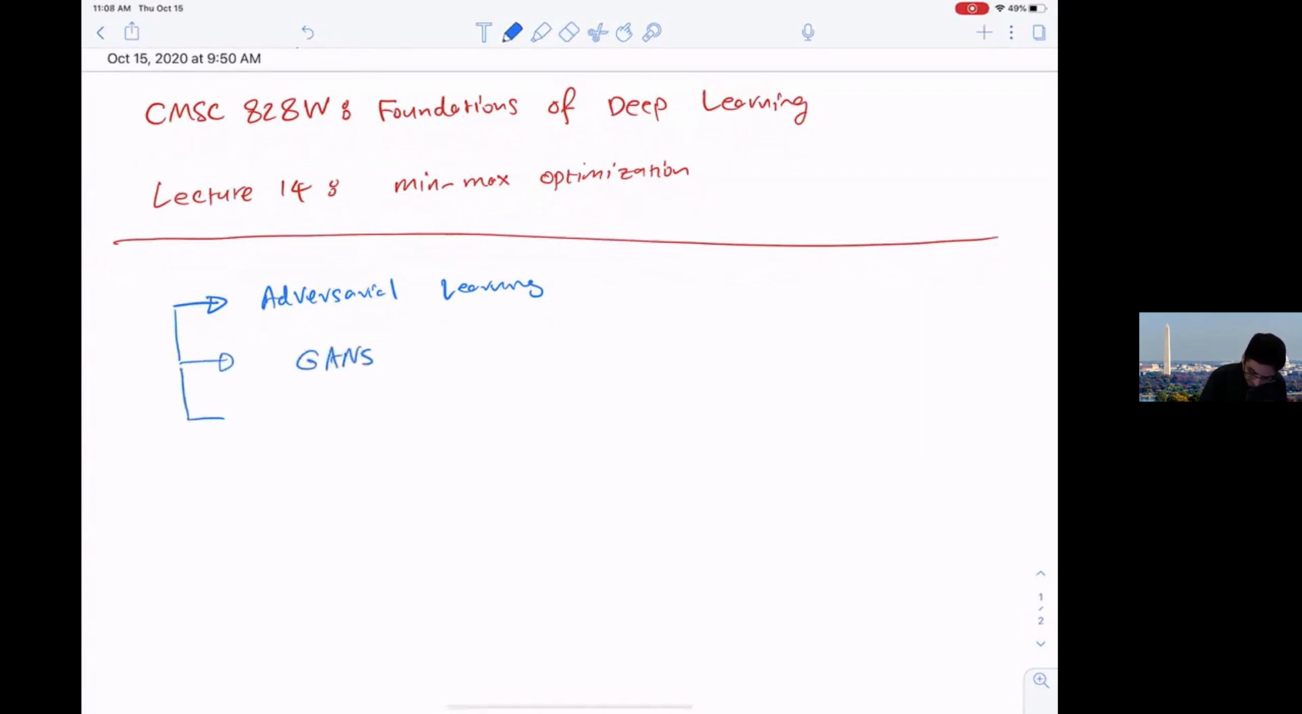And there are many other examples where min-max optimization problems become relevant, for example, in multi-agent reinforcement learning, among many other problems. Okay. All right, so today I'm going to cover basic results, classical results in min-max optimization, and then I'll talk also about very recent results in this area.